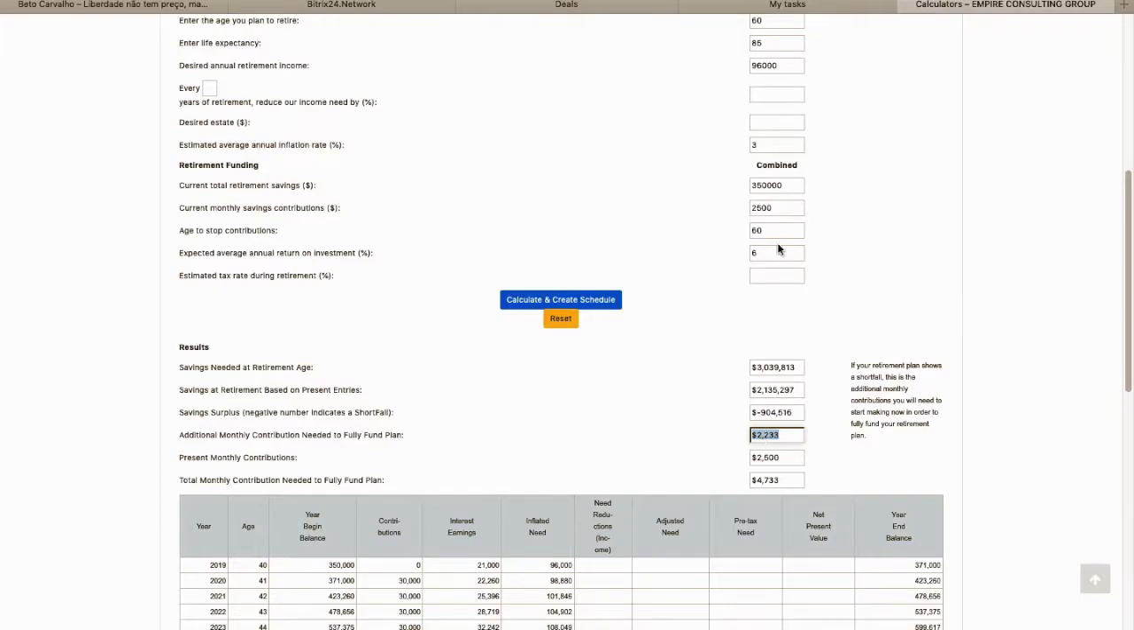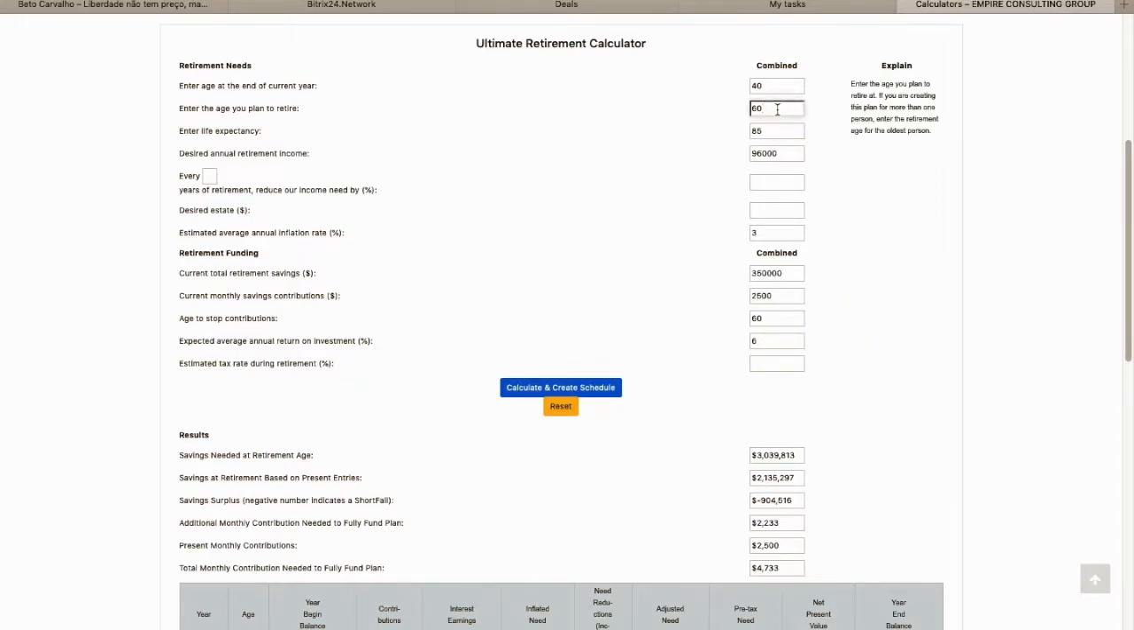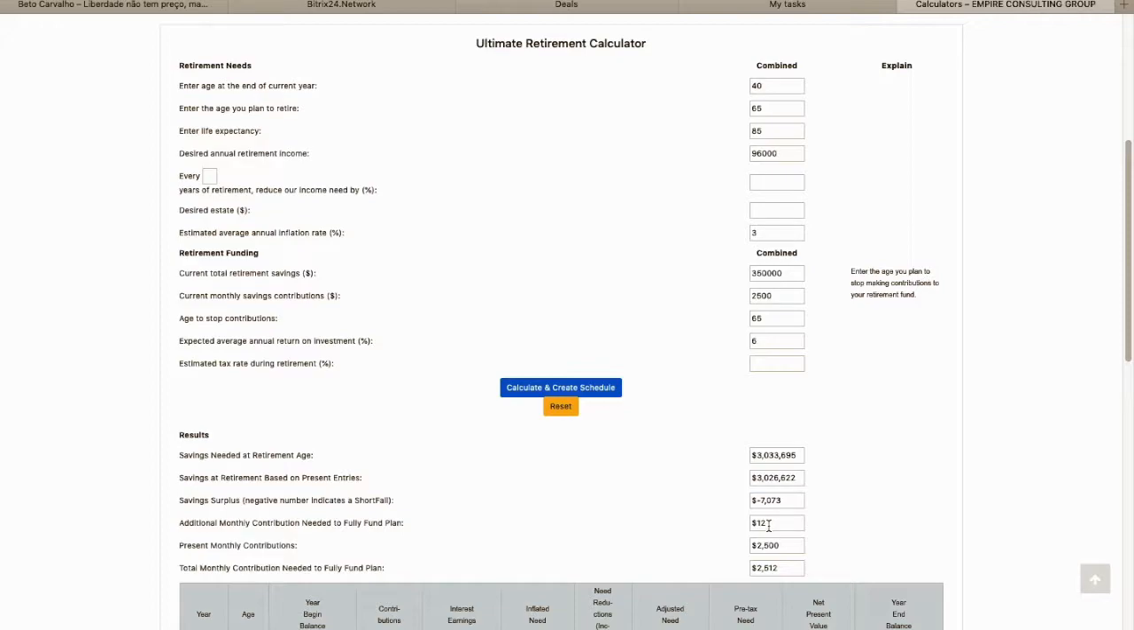So either I need to save more, or I need to make one of two decisions. Either I need to search for a better rate of return on my investment, or I need to expect to retire later. Let's imagine that I couldn't find a better return for my investments. Well, then what would that mean? If we put the age of retirement at 65, we pretty much get to where we want to be.